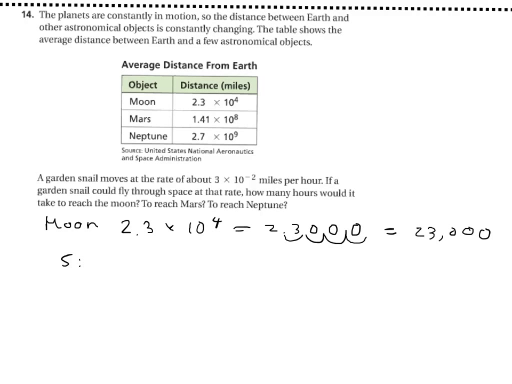3 times 10 to the negative second power. So that's 3. We have the decimal point right here. So 1, 2. So 0.03. So every hour the snail moves 0.03 miles. And then the next hour it will be 0.06, right? Miles per hour. 1 hour, 0.03. Second hour, 0.06, and so on and so forth.